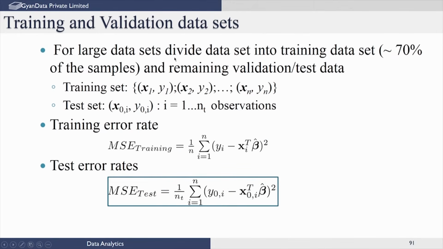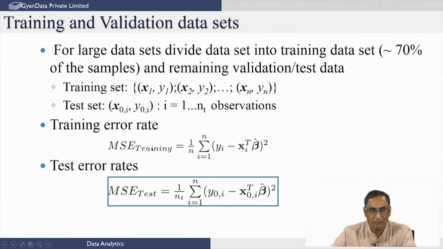So, this is what we are going to find out by cross validation. If you have a large data set, you can divide it into two parts, one used for training, typically 70% of the data samples, and the remaining set apart for validation. Let us call the training samples x1 y1, x2 y2 and so on, where x represents the independent variable and y the dependent variable, and denote the validation set by x0i and y0i, where there are NT observations in the validation set. So, typically, if you have a large number of samples, you can set apart 70% for training and the remaining 30% for validation.